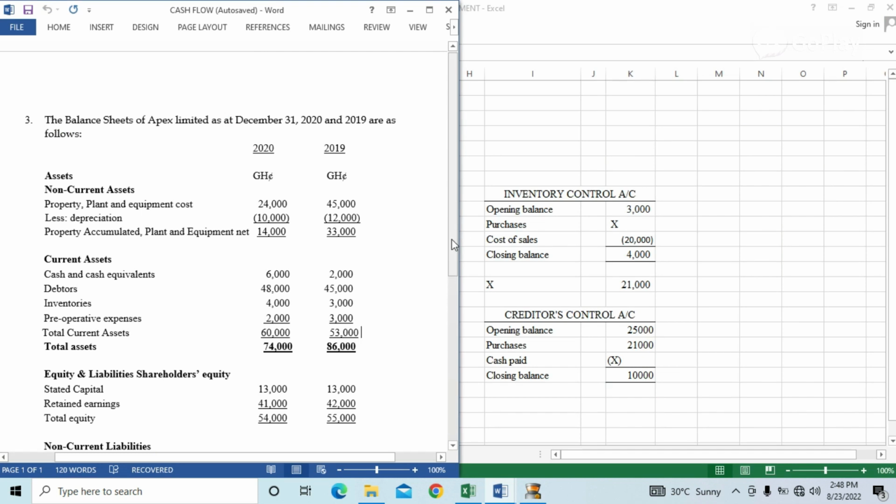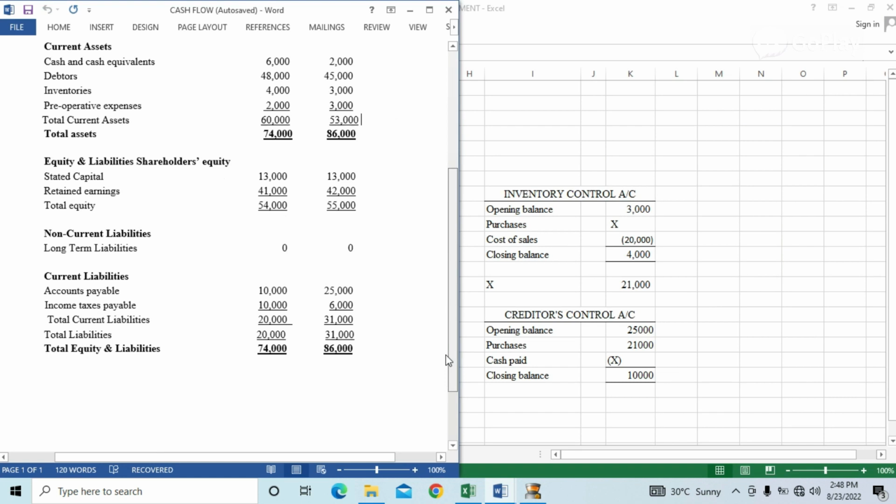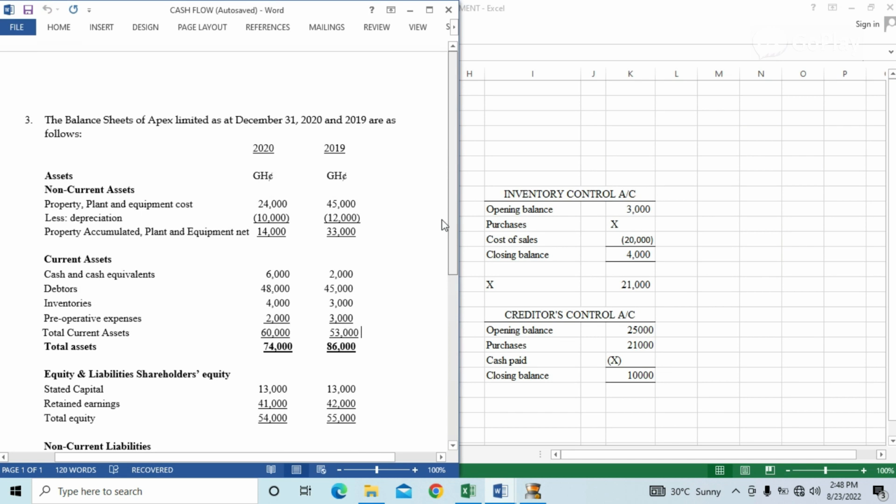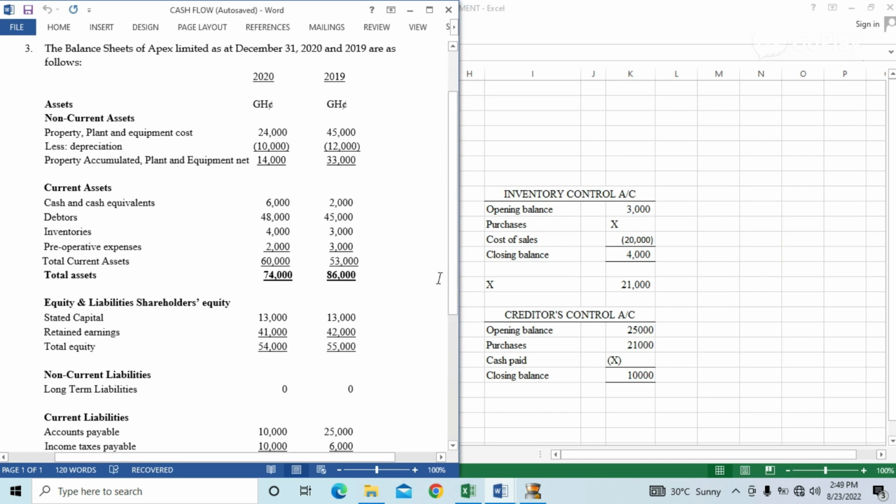So our creditors is under the current liabilities. Our accounts payable is 10,000. So that's the closing balance for the creditors, 10,000. So we then move back to our Excel sheet.